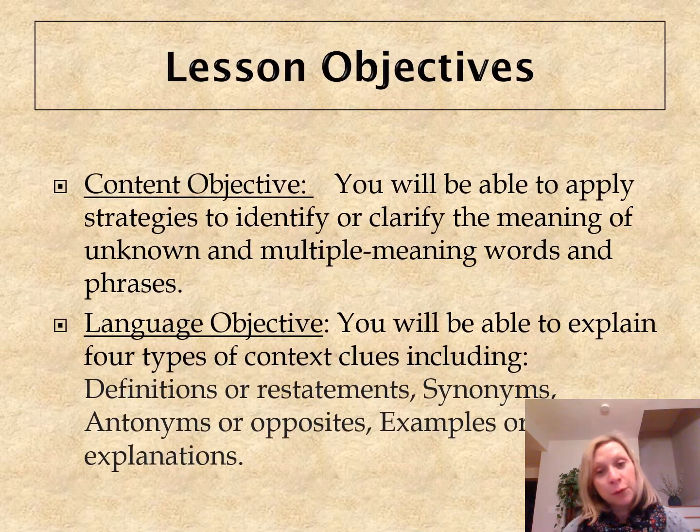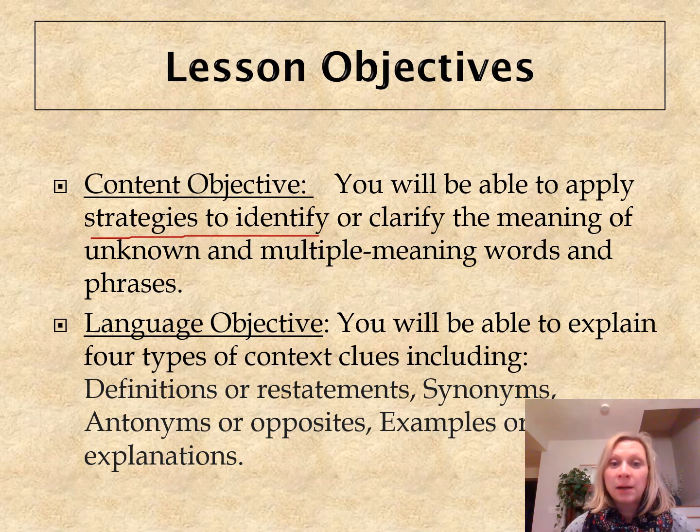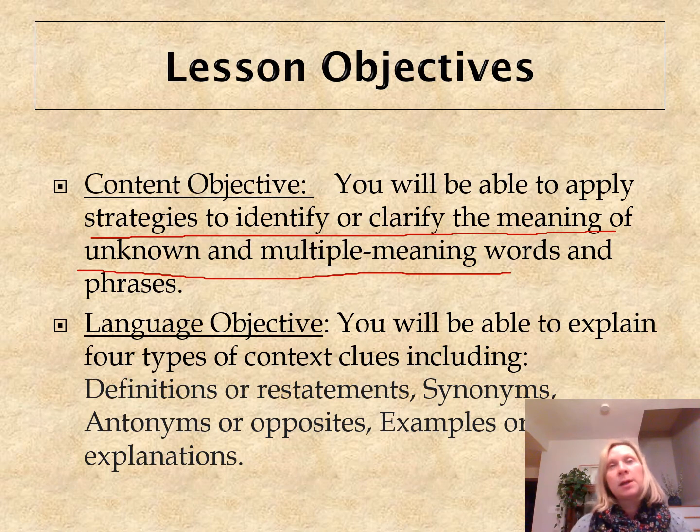Our objectives for this lesson: the content objective will be you will be able to apply strategies and identify or clarify the meaning of unknown and multiple meaning words or phrases. You guys have been doing a really good job with this with reciprocal reading, so I feel really confident you're going to be great at it.